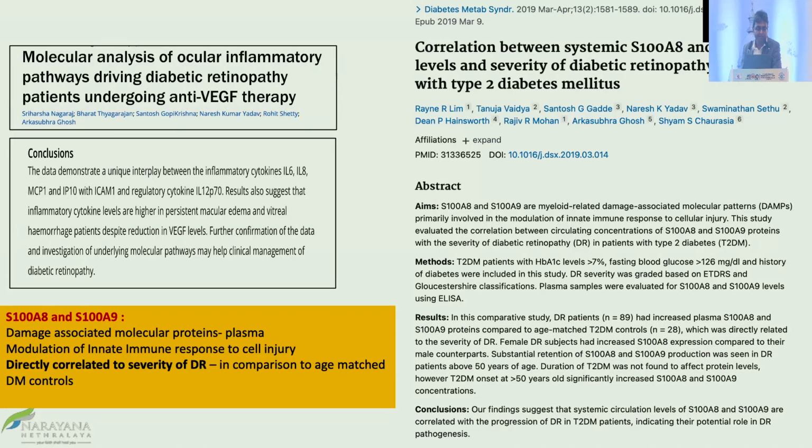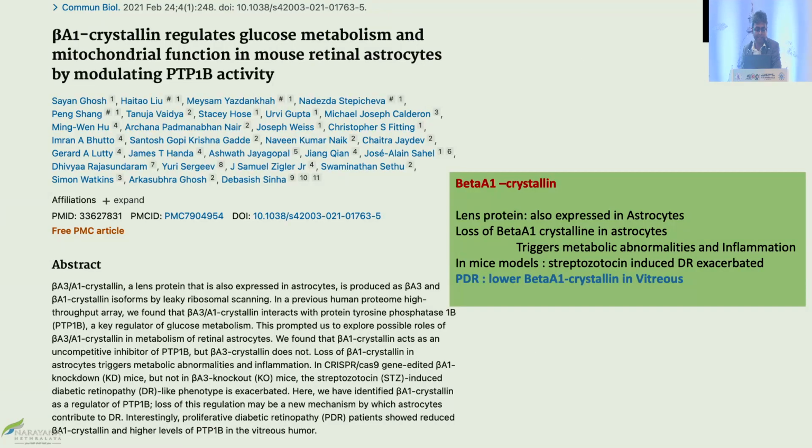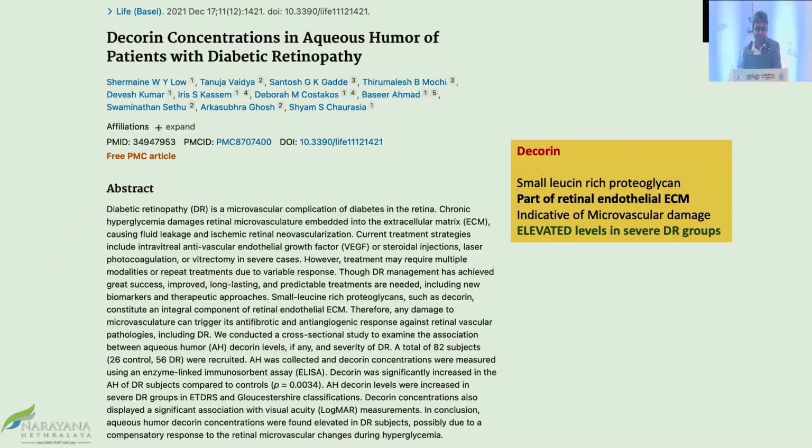It's the same reiteration, and these are some papers that we have published over a period of time. You can see this S100 and these are the molecules which say that the damage-related molecular proteins directly correlate to the severity of diabetic retinopathy. As the severity of diabetic retinopathy increases, these molecules are found in excess. This is again a different lens protein that is expressed in astrocytes. So when the expression is more, especially in PDR, there is a lower level of these astrocytes in vitreous. Decorin is a small leucine-rich proteoglycan.